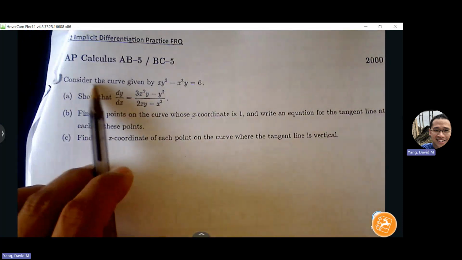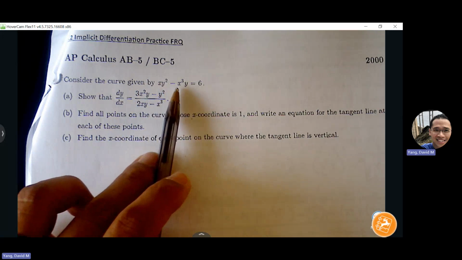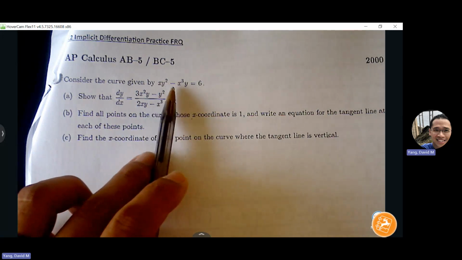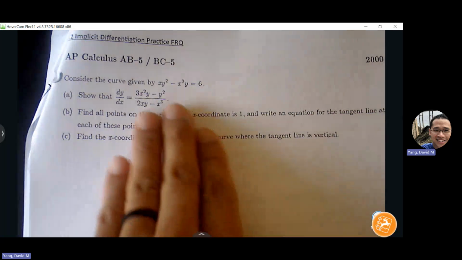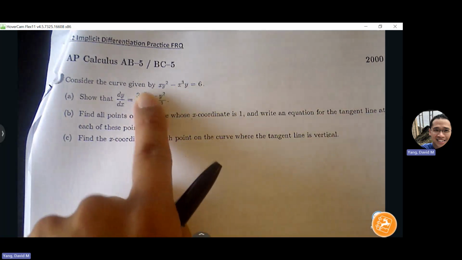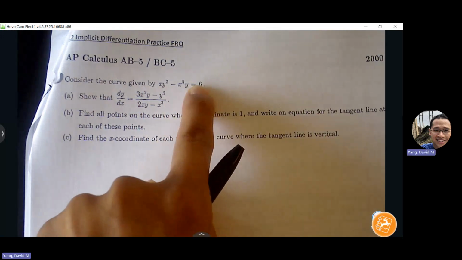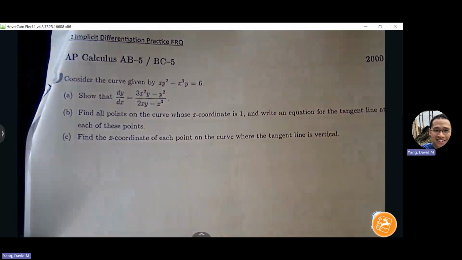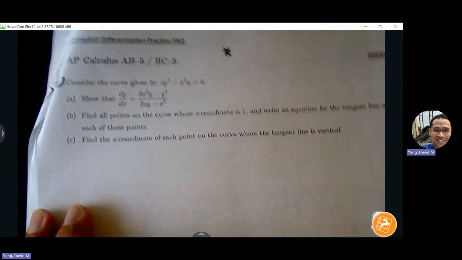Okay, it says consider the curve given by xy squared minus x cubed y equals 6. Show that dy dx equals. So don't worry about this. It's asking to find dy dx. So if you look at how this equation is set up, can you identify what is involved if I want to find the derivative? Let's list those things out.